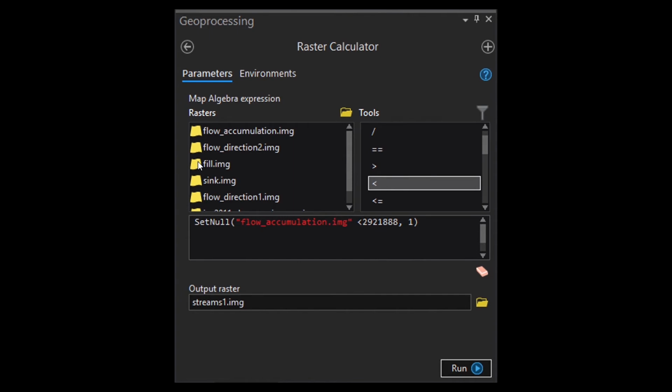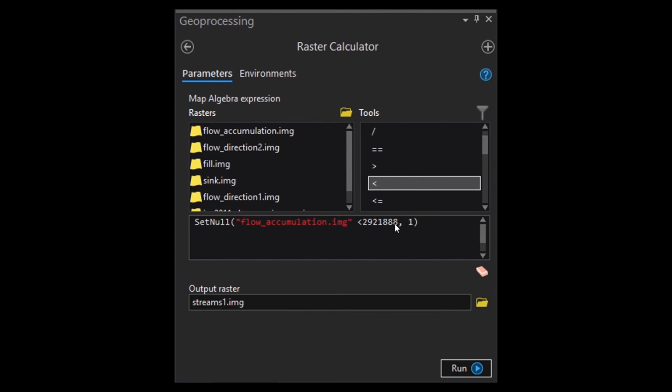And so we're doing the same idea here. But now what we're doing is we're saying, okay, the flow accumulation grid, which is that flowaccumulation.img. What I want is I want all values that are less than 292188888 to be set to null. So I want them essentially to be clear.